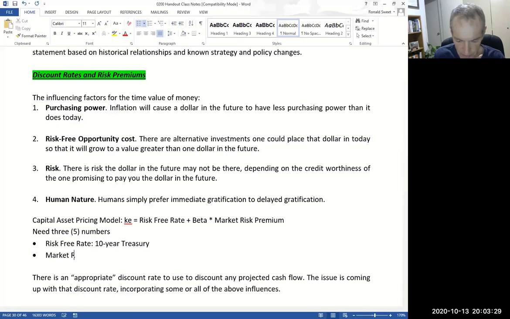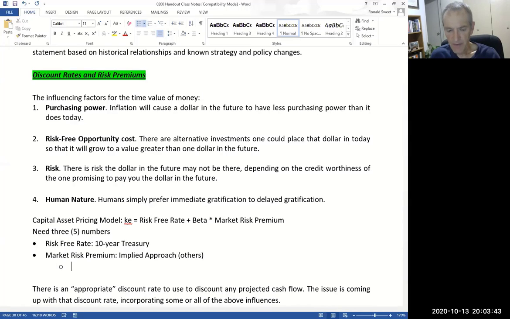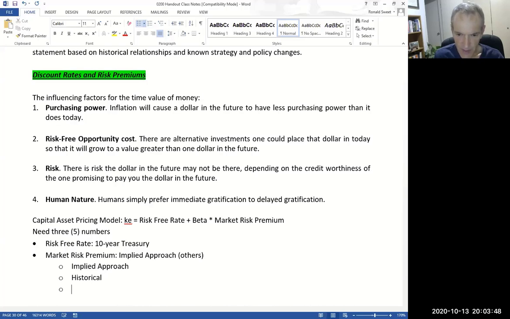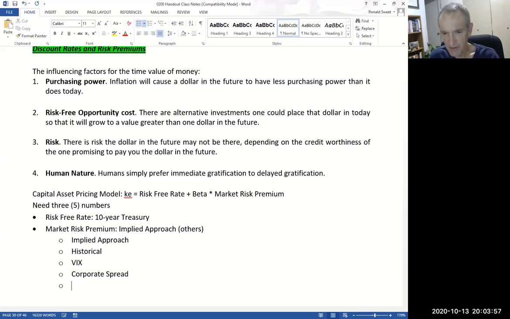The market risk premium, most of you are going to use the implied approach, but you'll notice some of the papers discuss other approaches. There are others out there. There's the implied approach, historical, and then there's the VIX approach, there's the corporate spread approach. There's a few others that I don't think even work. The dividend discount model approach doesn't work. But those are a few of them that are out there.